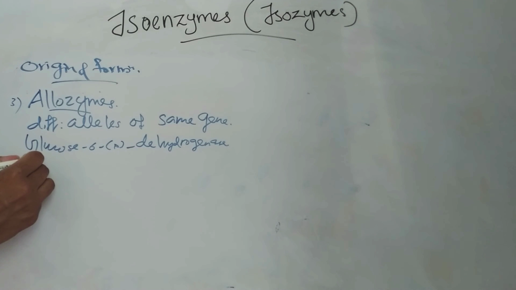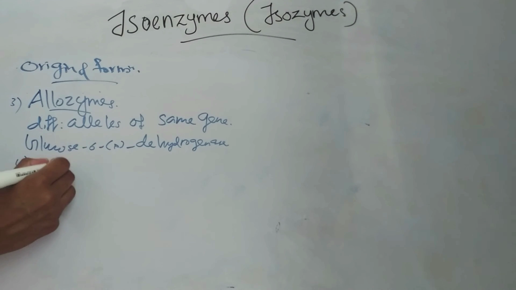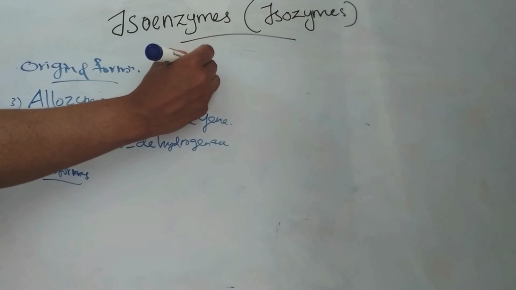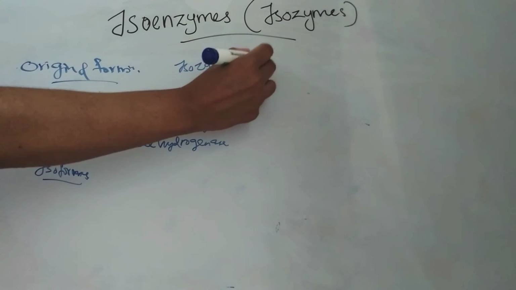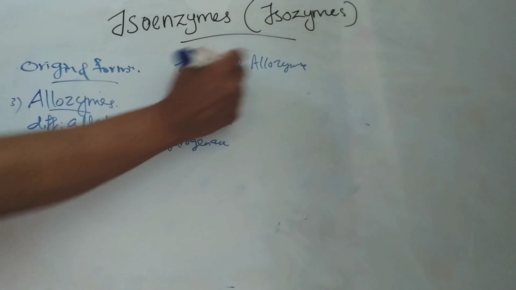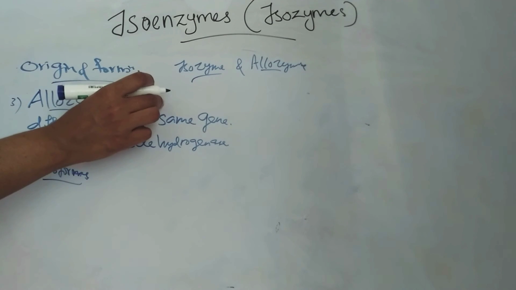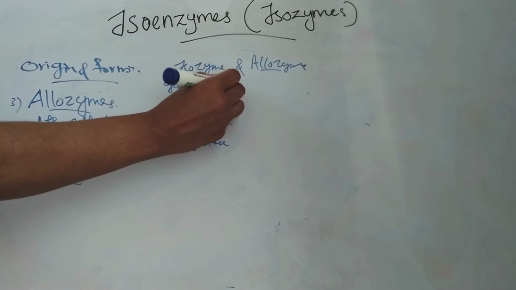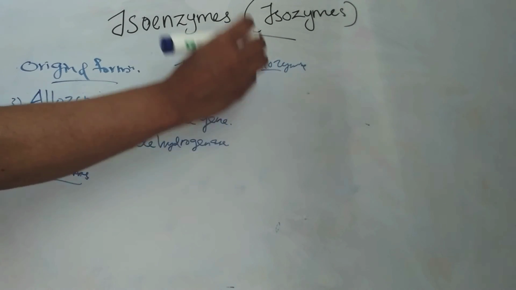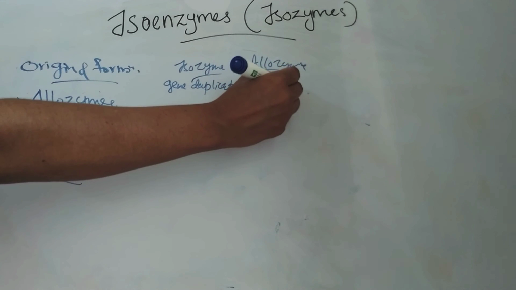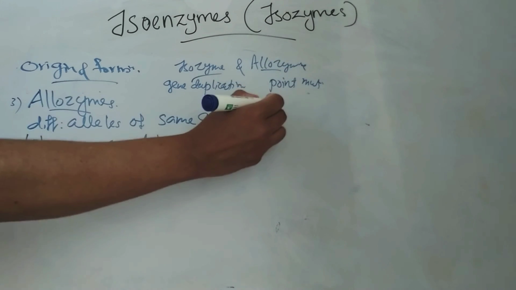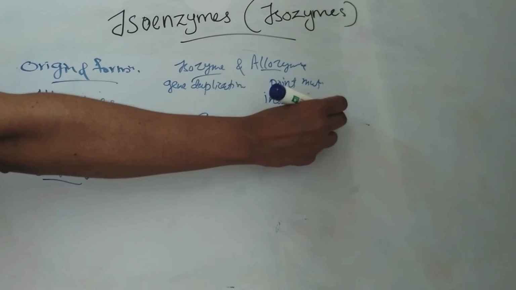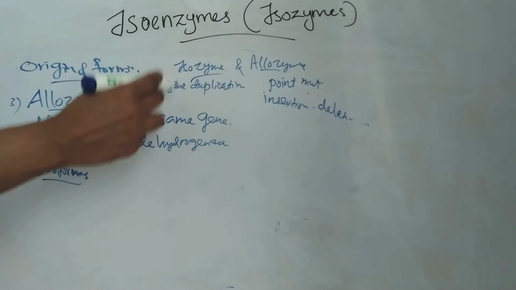Then isozymes and allozymes differ in origin. Isozymes usually result from gene duplication. But in the case of allozymes, they result from point mutation or by insertion deletion. That is isozymes and allozymes.